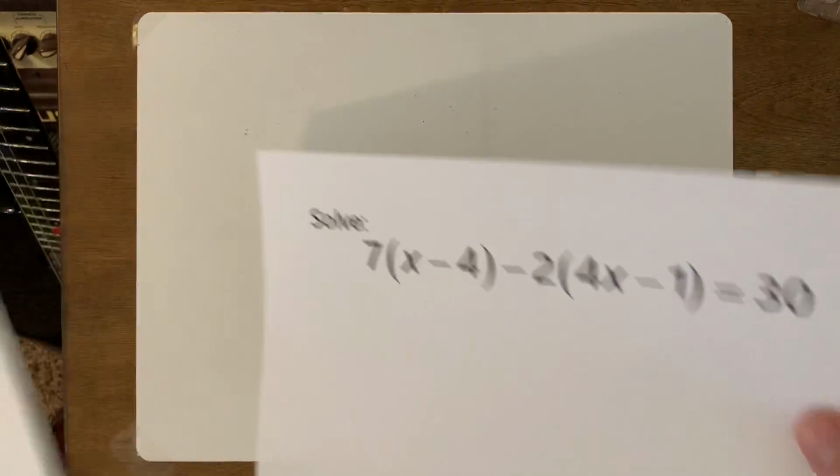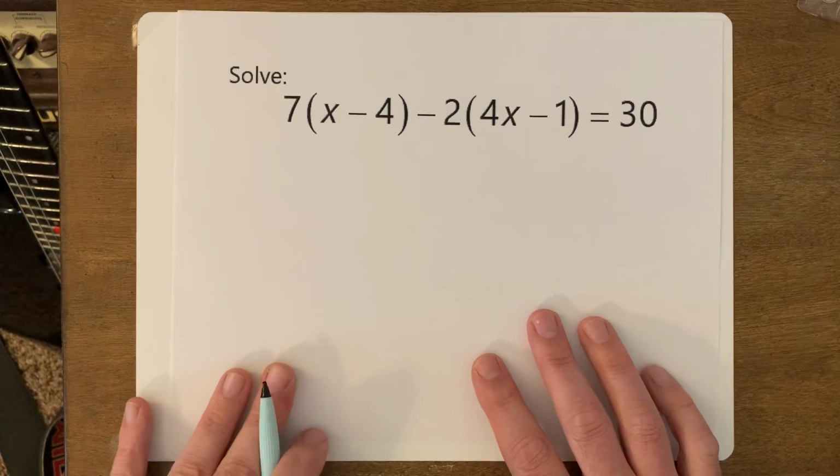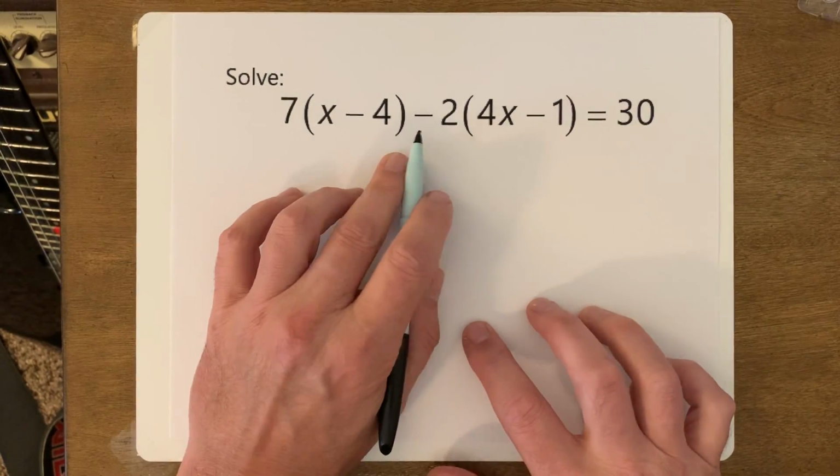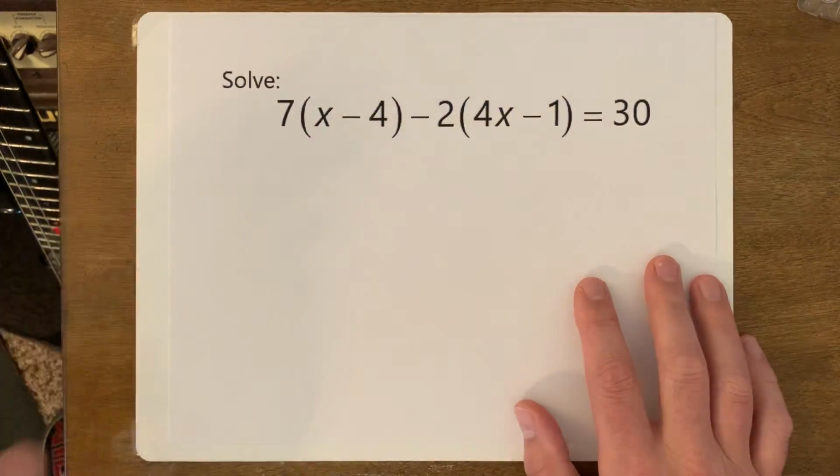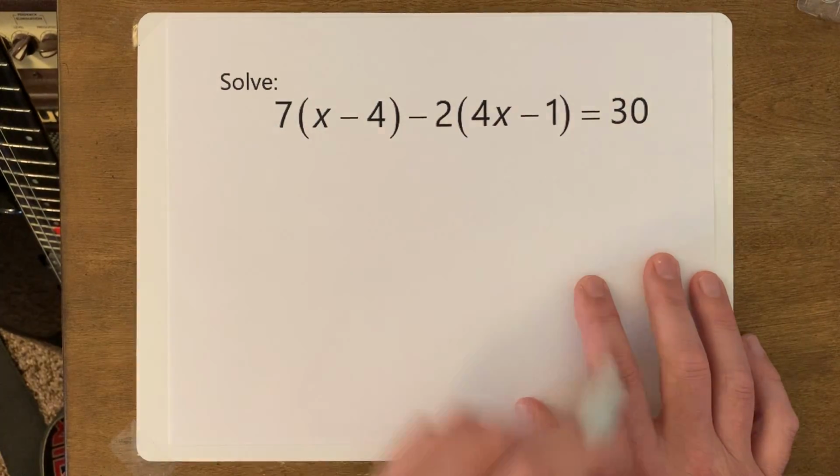All right, let's take a look at this one. All right, so this one has a minus in the middle and it's got a 7 and a 2. This may not come from geometry. It might, you never know. You can get them somehow.